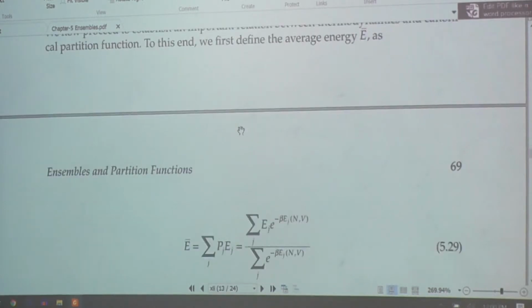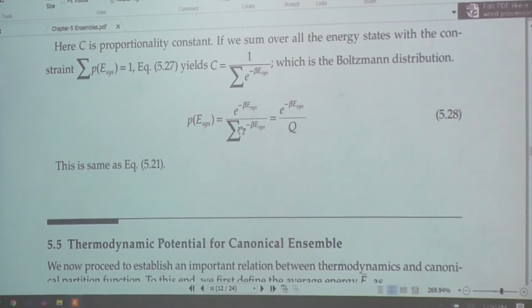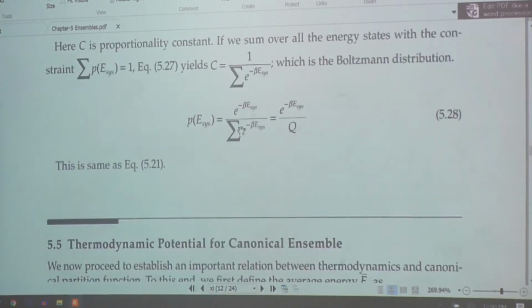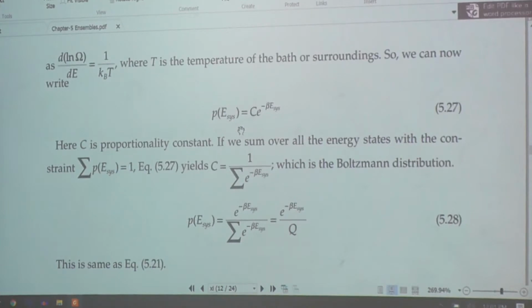Now, the important part comes. See, in the microcanonical ensemble, what did we do? We got a distribution, and then from omega we showed how omega is related to thermodynamics. So one of the basic premises of statistical mechanics is that we want to connect it to thermodynamics. So you would like to know, okay, this is my partition function Q, which is the sum over e to the power minus beta E_j.